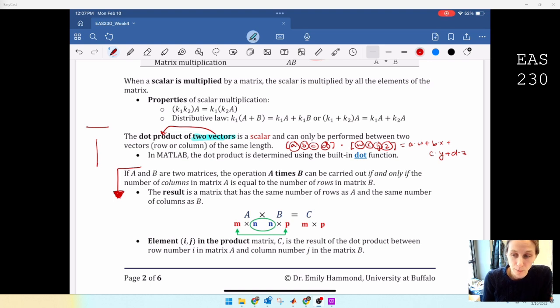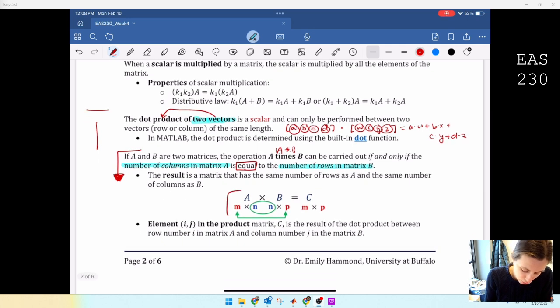So if A and B are two matrices, the operation A times B can be carried out if and only if the number of columns in A is equal to the number of rows in B. Okay, so this tells us that we can only perform matrix multiplication sometimes. It depends on our two matrices. Specifically, it depends on the size of our two matrices. So if the number of columns in A is equal to the number of rows in B, then the result is a matrix that has the same number of rows as A and the same number of columns as B.